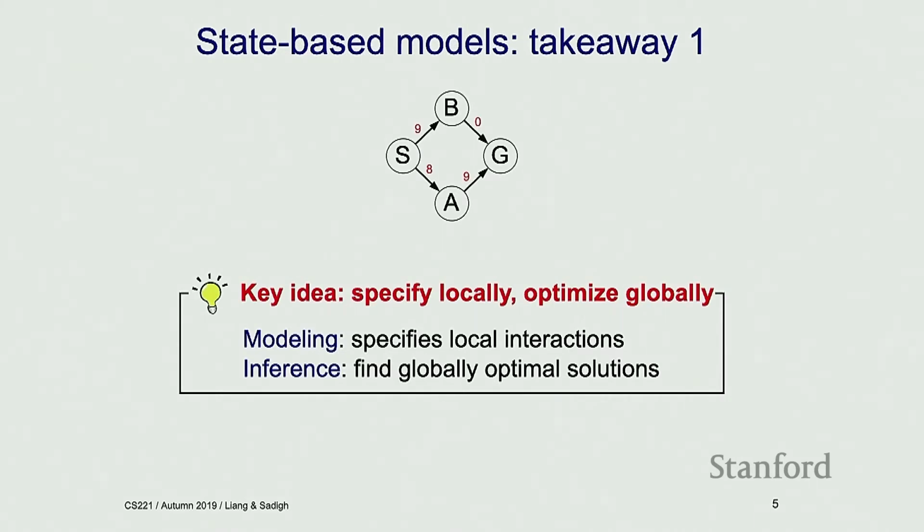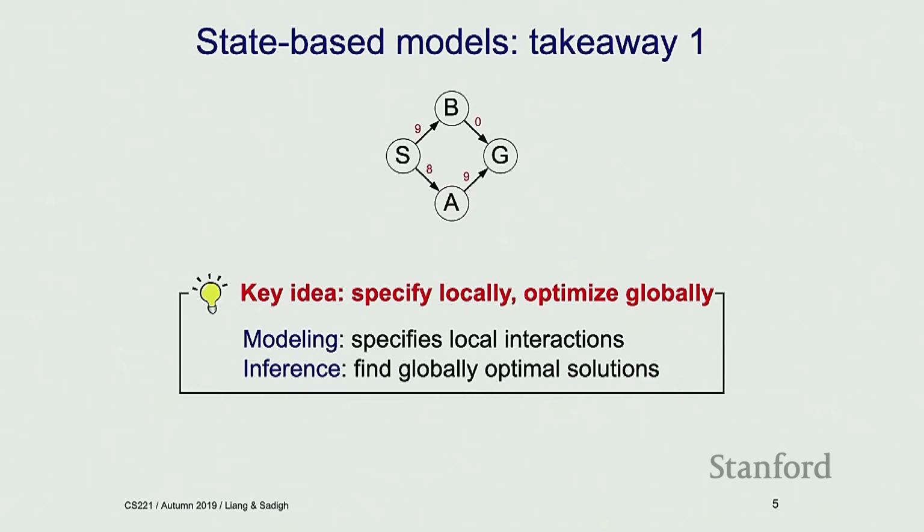And we had a couple of takeaways from state-based models. So let's summarize 2 main takeaways. One of the key takeaways was that when we were modeling these state-based models, we had local relationships. Our model would specify these local interactions and local relationships between the states. For example, if I wanted to go from S to A, my neighboring state A, then I would think about what would be the cost of going from S to A. So I had this local relationship between them.